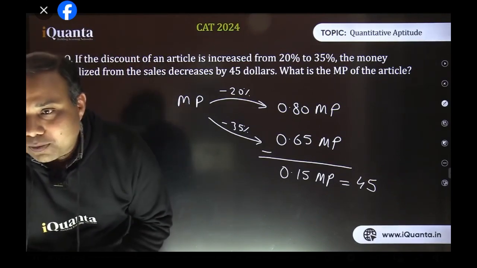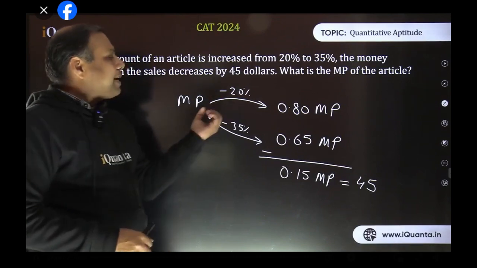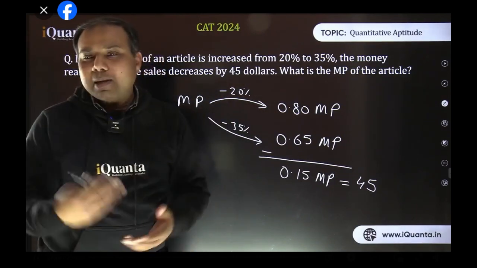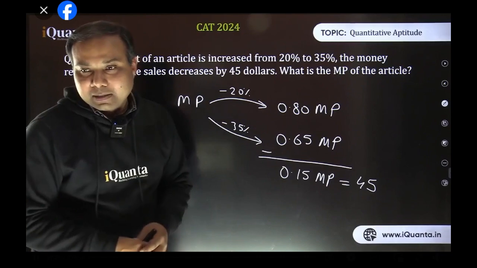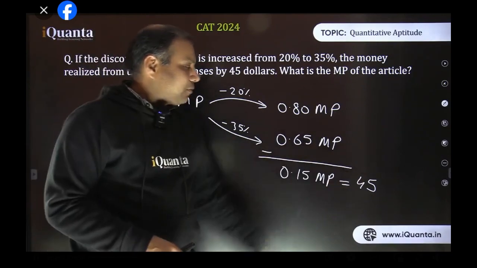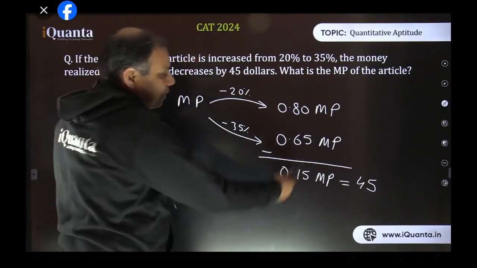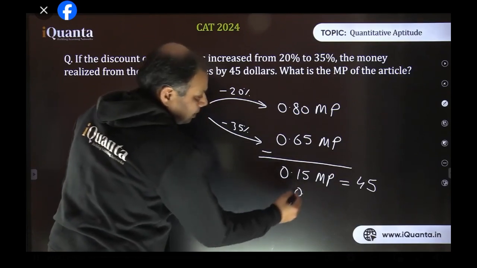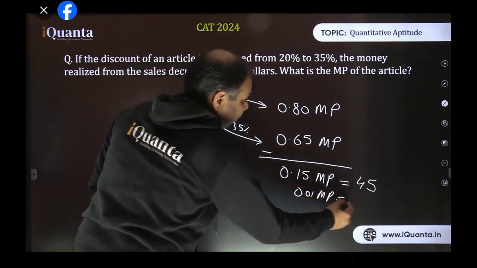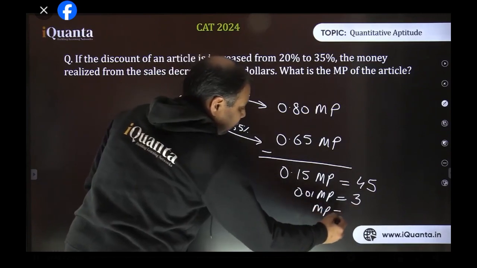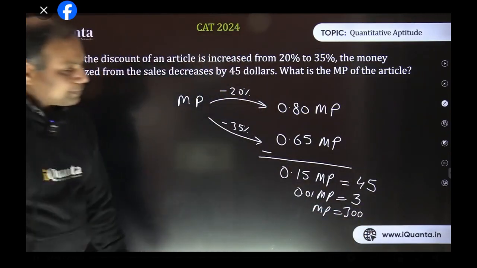Yes, somebody was asking. Thank you, Abhishek. 20% नहीं पे करना तो 80% पे करना पड़ेगा ना. 80 by 100, 0.8. That is known as 0.8 or multiplication factor. Fine. So 15% of mark price is 45. So we can very easily calculate the value. If you cancel out 15, you get 0.01 mark price is equal to 3, and mark price is equal to $300.